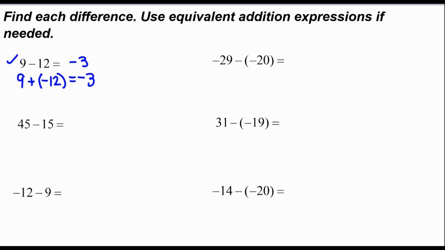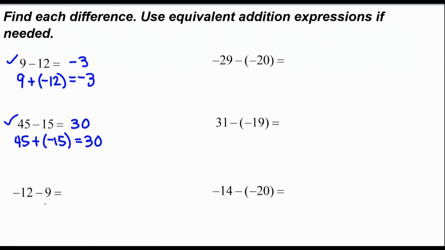Next one, 45 minus 15. Now, this one I can just do. 45 minus 15 is 30, but I could also write that as 45 plus negative 15, which is also 30. Here, I think the subtraction version is easier as well.